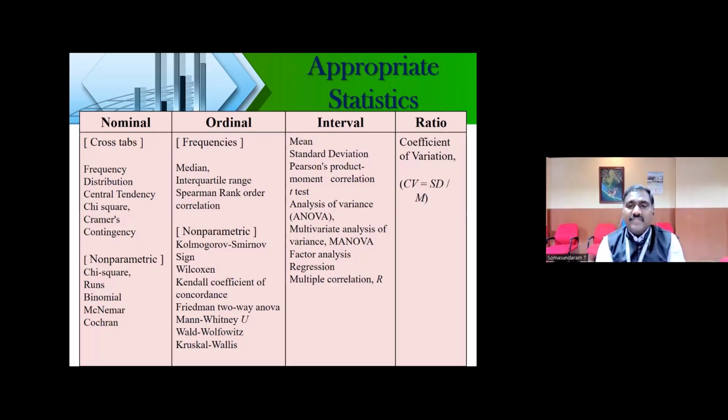Suppose, sir, I'm dealing with the interval scale, because a few variables I measured with interval scales. You can use t-test, you can use ANOVA, you can use multivariate analysis of variance, and you can do regressions, you can do multiple correlations also. And when you come to the ratio scale, you can use only the CV, coefficient of variation. That's it. So these are the statistics that you can use for the scale which you used in your questionnaire to measure your variables. Right?